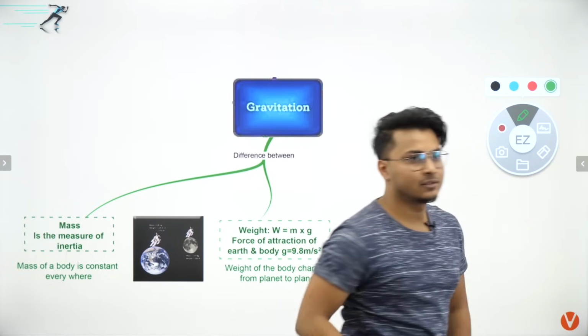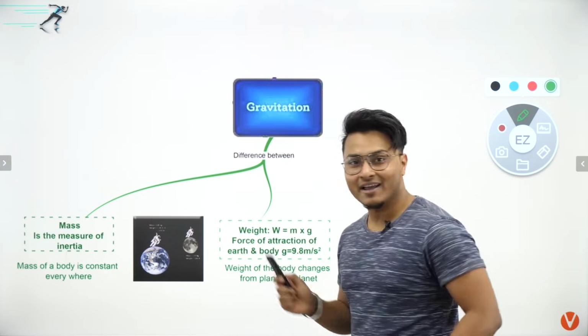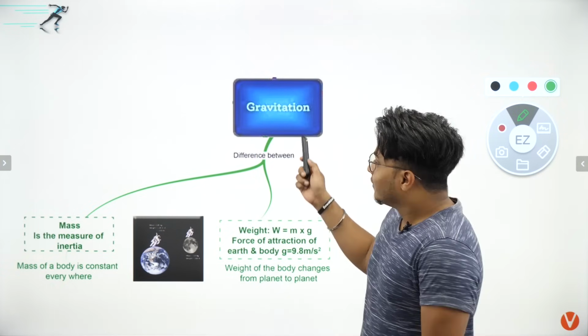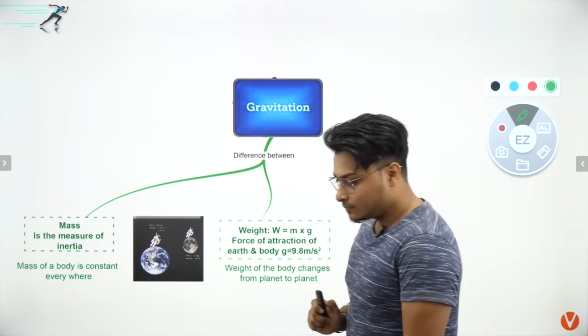Give me a moment. Yes, कलर चूज करना थोड़ा डिफिकल्ट है. हाँ, अब आ गए हम. यार ये भी ग्रीन है, चलता है. ठीक है, अब ध्यान से देखो डिफरेंस बिटवीन मास एंड वेट क्या होता है.